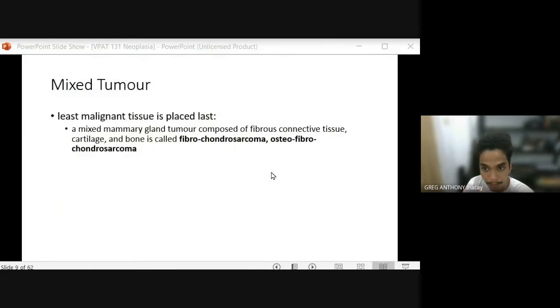We also have another type called mixed tumor that exhibit more than one tissue type. They are named depending on the list of types of neoplastic tissues present. The list can also be written in compound words. Like for example, a mixed mammary gland tumor composed of fibrous connective tissue, cartilage, and bone. When compounded, it is called fibrochondrosarcoma, osteofibrochondrosarcoma. So the list malignant tissue is placed last.